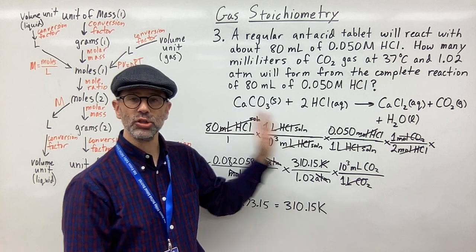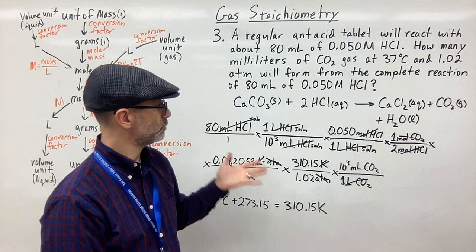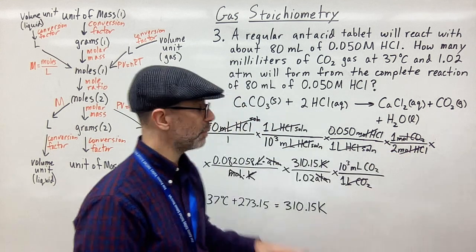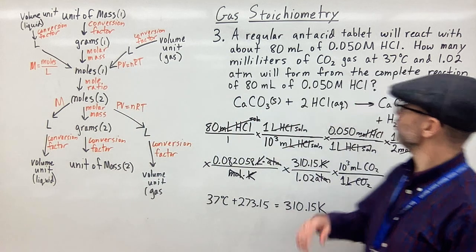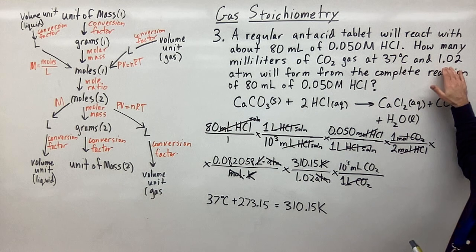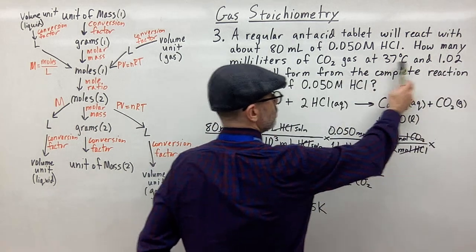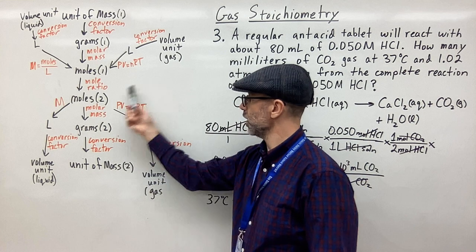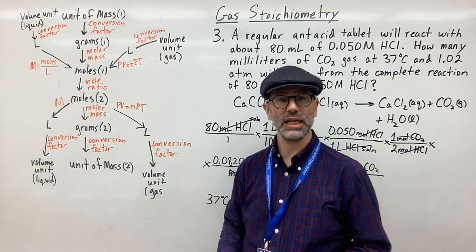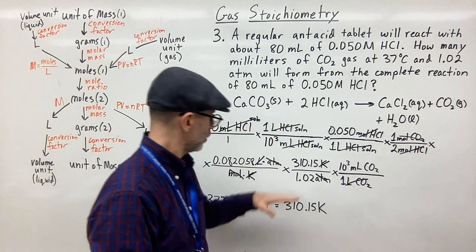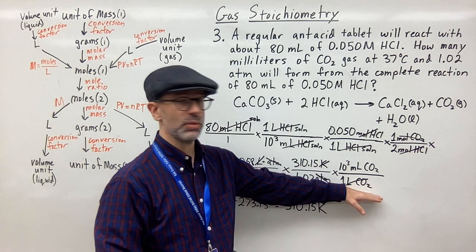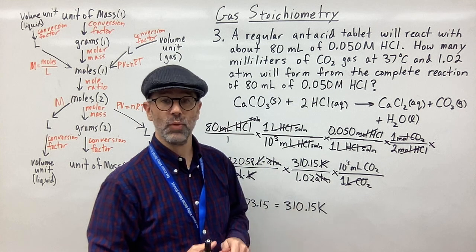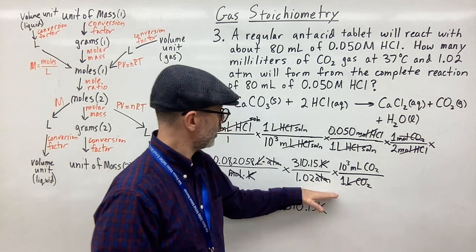Again, there's multiple ways you could do this. Like I said before, you could have stopped here, calculated the moles of CO2, and then plugged the moles with the temperature and the pressure here into PV equals nRT, solved for volume, and you would have got liters. Then you could just convert using this step here, liters to milliliters, and you would get the same answer, right? There's another way to do this as well, but I chose to do it this way.